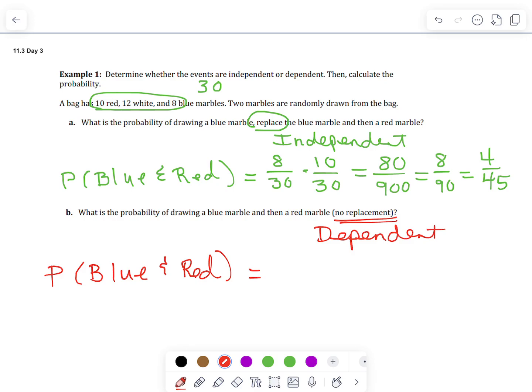So the number of blue is 8 out of 30. Now you did not replace that blue marble, so now the second event has 29 total marbles. And then the number of red marbles is 10. We multiply across. And I'm just going to divide it by 10.